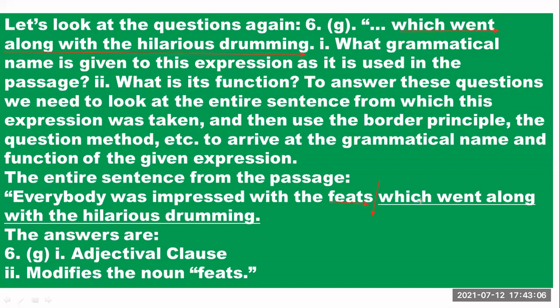Now, is it likely to be an adjective phrase? Well, when we look at the expression which went along with the hilarious drumming, we discover that it makes some meaning. It's not a fragment. A phrase is a group of words that doesn't contain a finite verb and doesn't make complete meaning. It's simply a fragment. But here, this expression is more than a fragment. It expresses a certain idea: which went along with the hilarious drumming. So this gives us the impression that this is a clause, and since we already know that it is adjectival in nature, the grammatical name given to this expression is adjectival clause. All right? It's an adjectival clause.